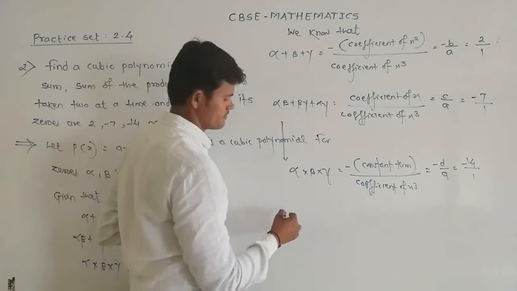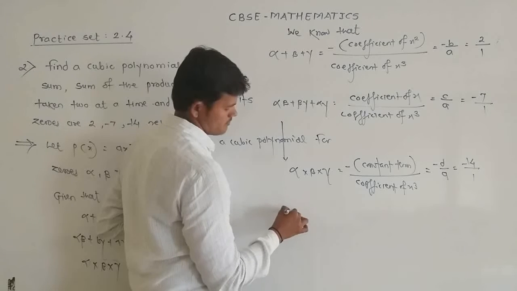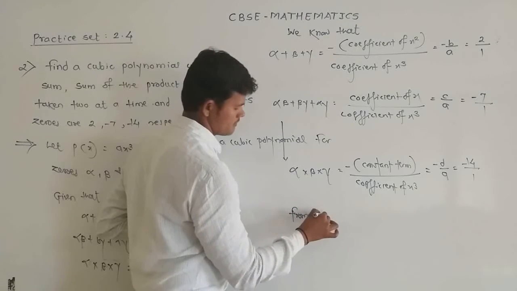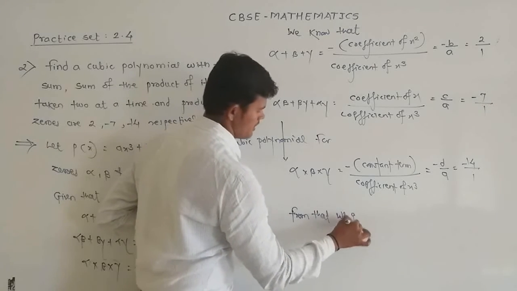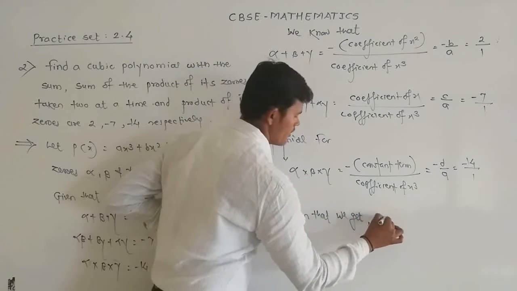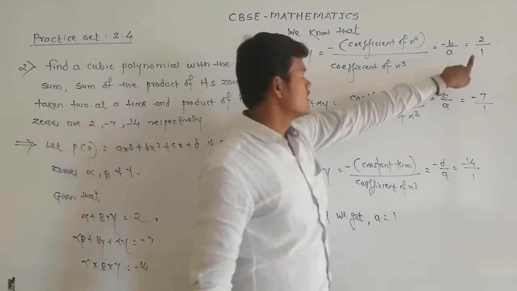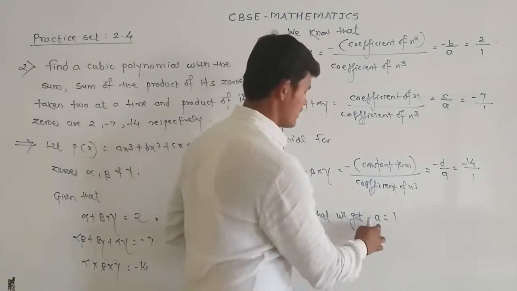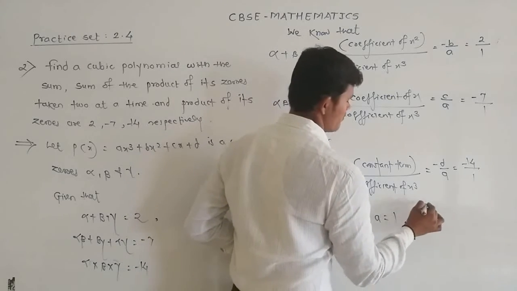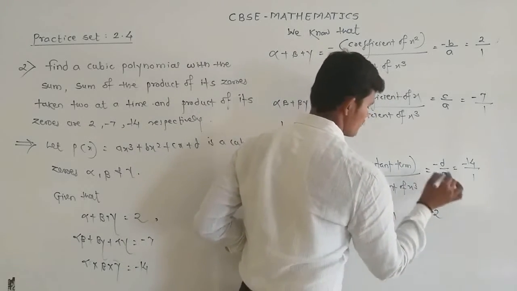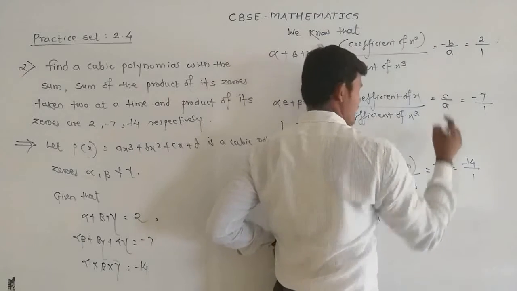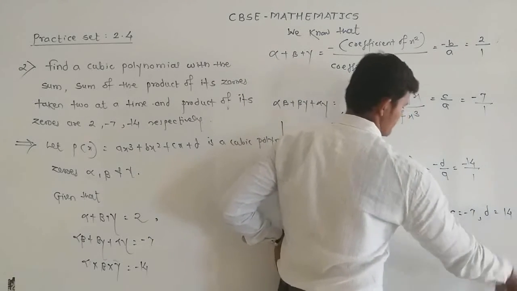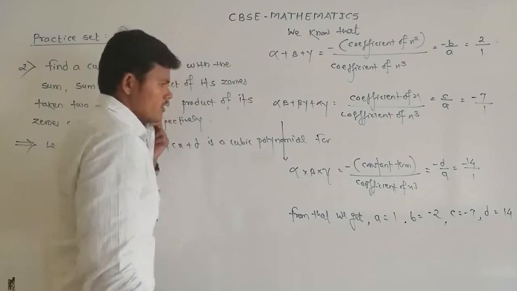By comparing, from that we get the value of a as 1, because all the coefficients of x cube are 1. So the value of a is 1, the value of b is minus 2. On comparing, the value of c is minus 7 and the value of d is 14.